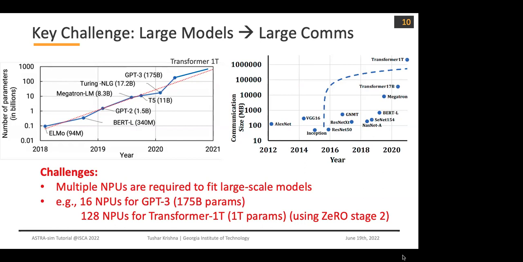As an example, you need at least 16 neural processing units. That's the term we'll be using for any accelerator. You just need 16 NPUs to even just fit the GPT-3 model. I'm not even talking about its input samples and intermediate optimizer state. And you need 128 accelerators to just fit a transformer 1 trillion model.